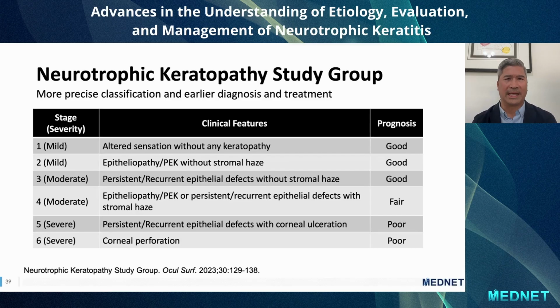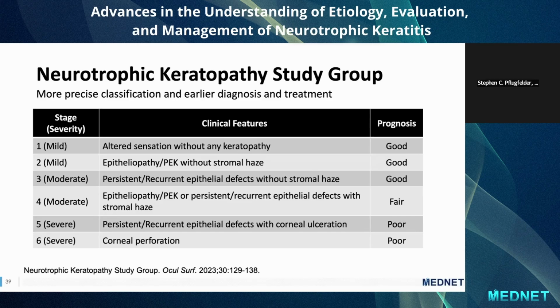Stage one, two, or three, that's going to have the best prognosis. But anytime you're having those persistent defects or corneal ulcerations, prognosis is poor, or even, of course, a corneal perforation. And Steve, are you using this algorithm here, this staging, or using the Mackie?